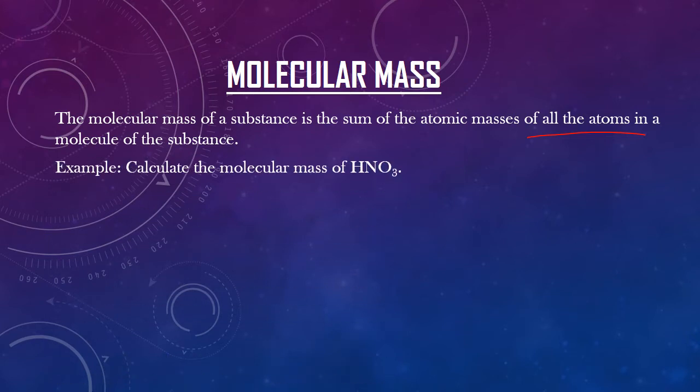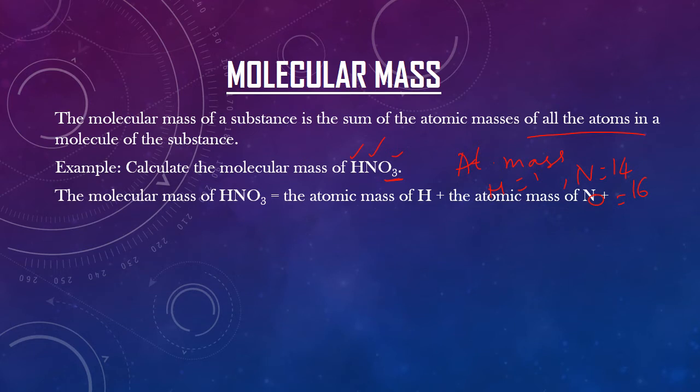For example, if we want to calculate molecular mass of HNO3, we need to add up the atomic mass of hydrogen, nitrogen, and 3 oxygen atoms. So we need to consider that 3. That 3 indicates that we have 3 oxygen atoms in one molecule. So atomic mass of hydrogen is 1, nitrogen is 14, and each oxygen atom is 16.